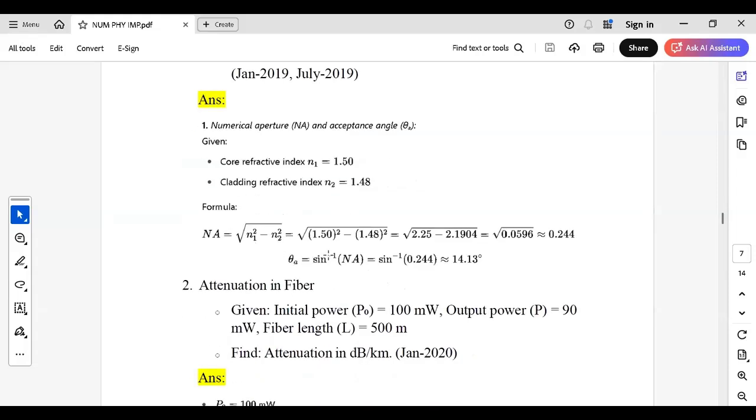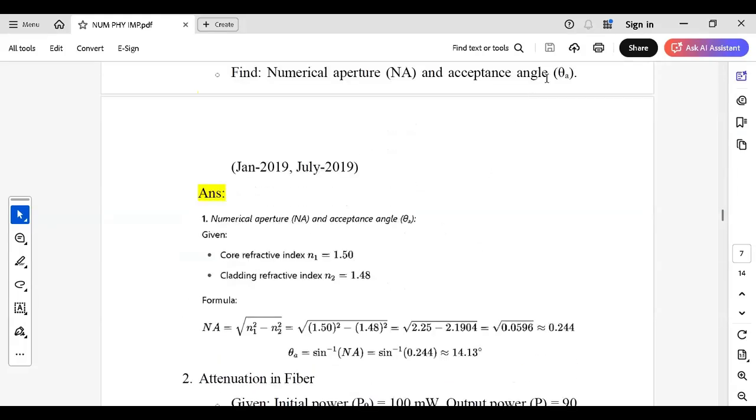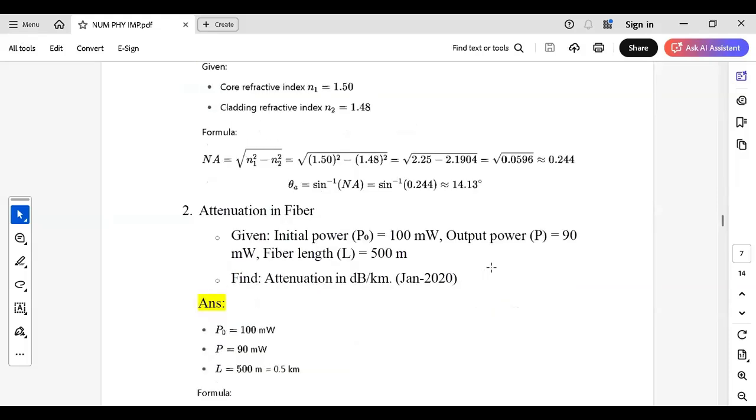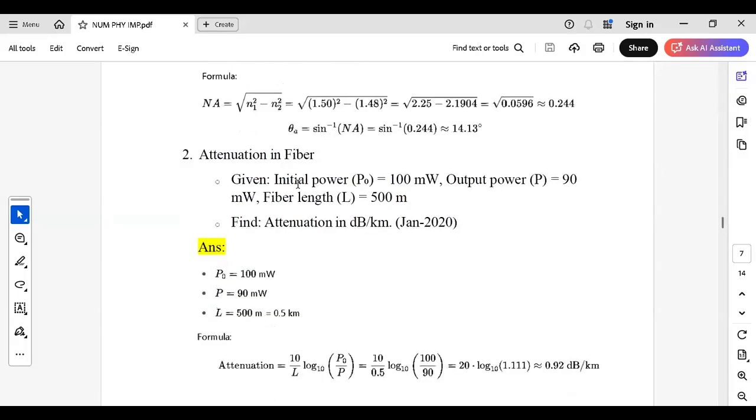And you know that acceptance angle theta A is equal to sine inverse of numerical aperture. When substituting the numerical aperture inside that, you will get 14.13 degrees, right? Attenuation in fiber. Okay, given what is given?